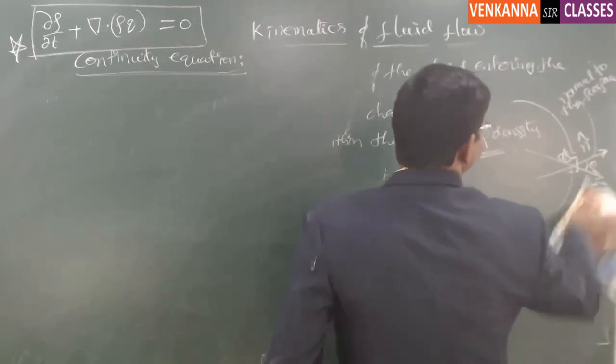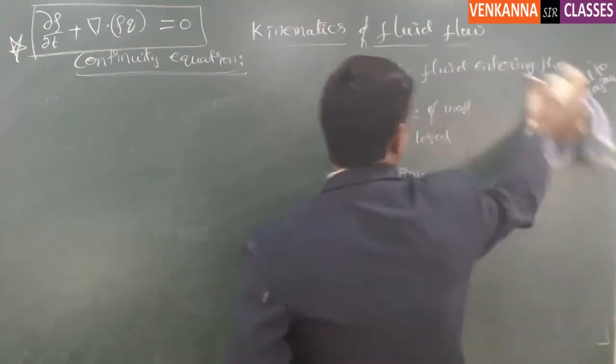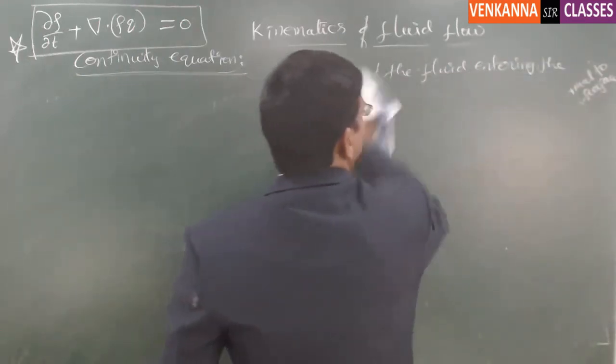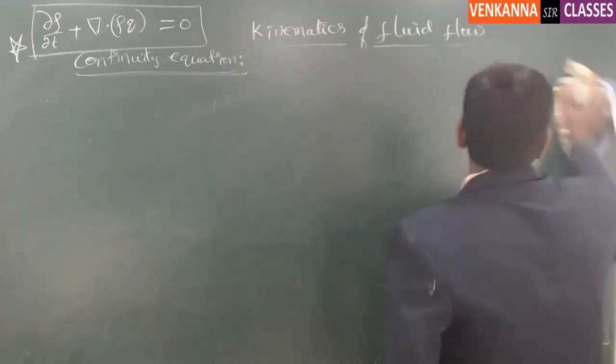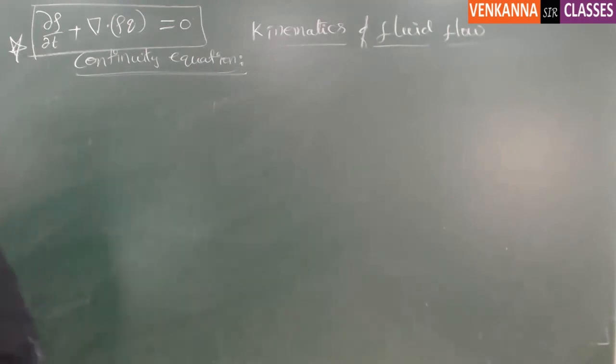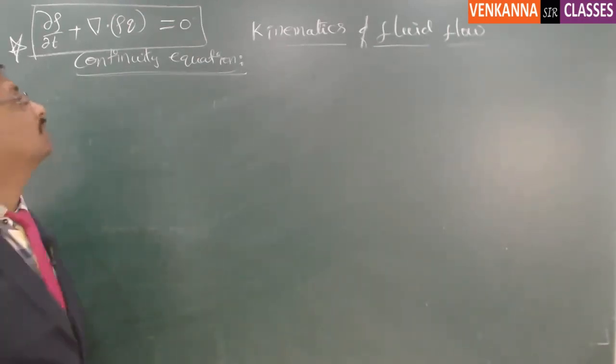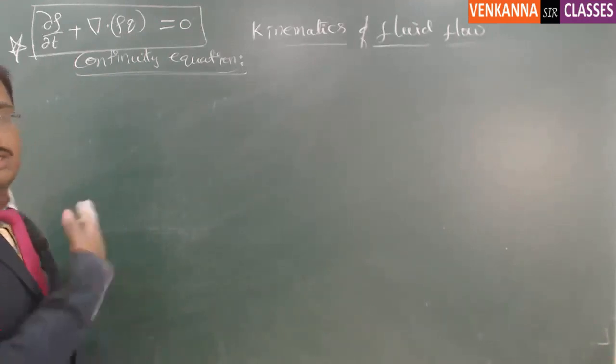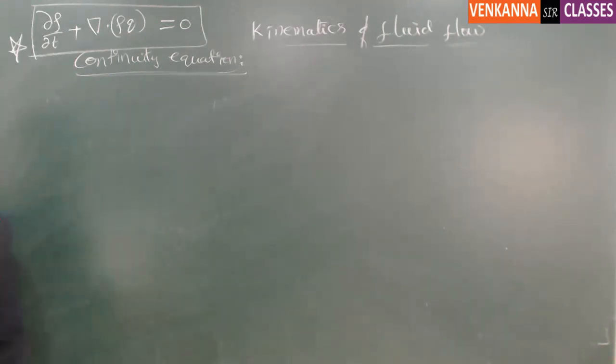So this equation, whatever we have derived, is a master equation. This is an equation of continuity for all kinds of fluids. That means homogeneous, non-homogeneous, time variant, time invariant, or steady, all kinds of fluids actually. This is the master equation.